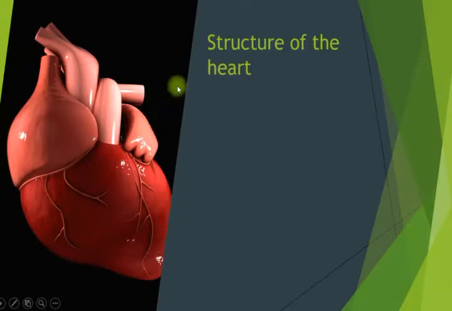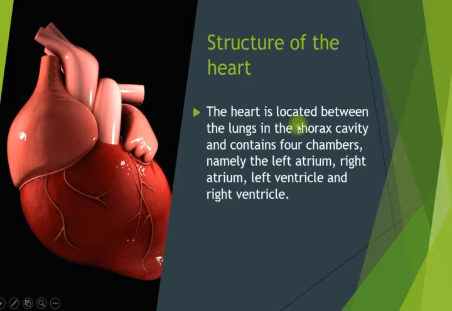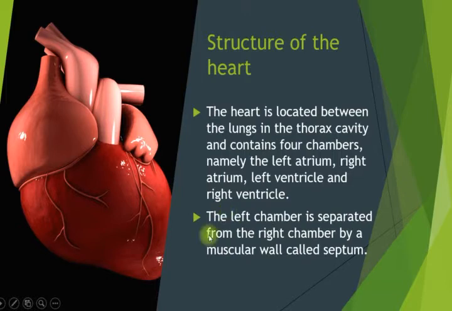Now let's go to the structure of the heart. The heart is located between the lungs, in the thorax cavity. Where is the thorax cavity? The thorax cavity refers to the cavity inside the rib cage, so our heart is located in the rib cage. It contains 4 chambers, namely the left atrium, right atrium, left ventricle, and right ventricle. The left chamber is separated from the right chamber by a muscular wall called the septum.